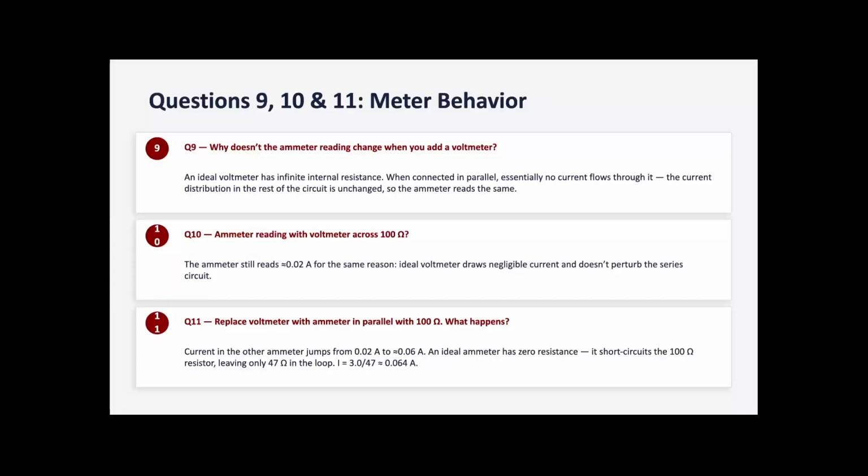Question 10. Connecting the voltmeter across a 100 ohm resistor, the ammeter still reads approximately 0.02 amps for the same reason. Question 11. Replacing the voltmeter with an ammeter in parallel with the 100 ohm resistor is very different.